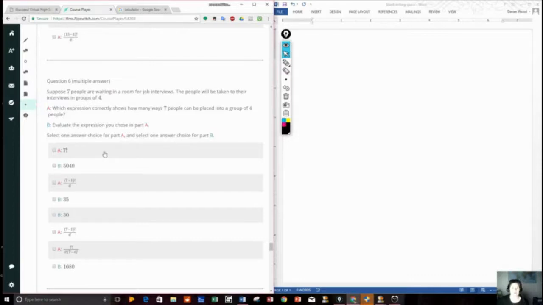Lesson 23, workbook examples, question 6. Suppose 7 people are waiting in a room for job interviews. The people will be taken to their interviews in groups of 4. A. Which expression correctly shows how many ways 7 people can be placed into a group of 4 people? And B. Evaluate the expression you chose in part A.